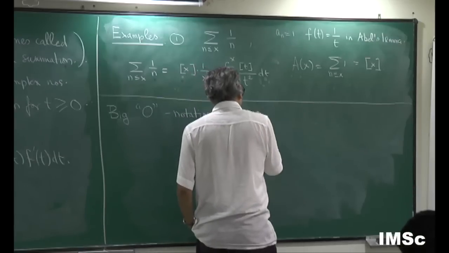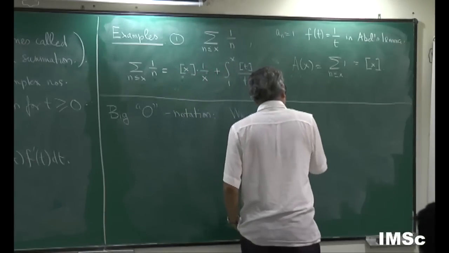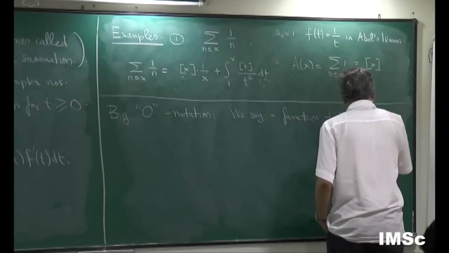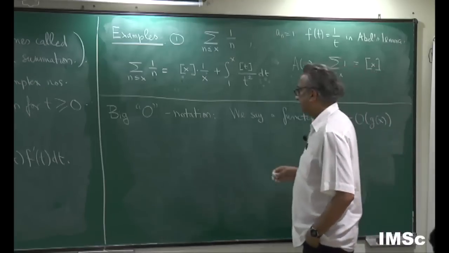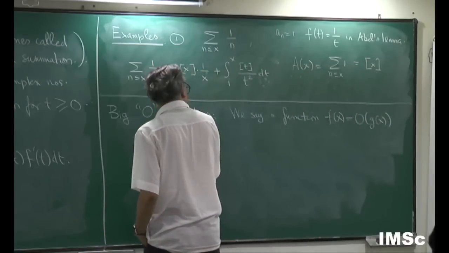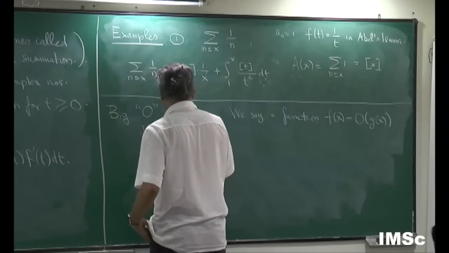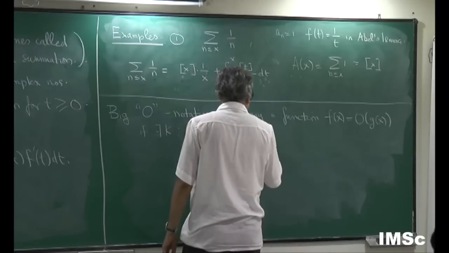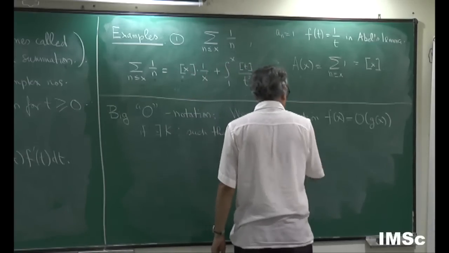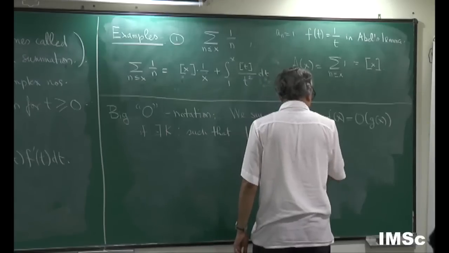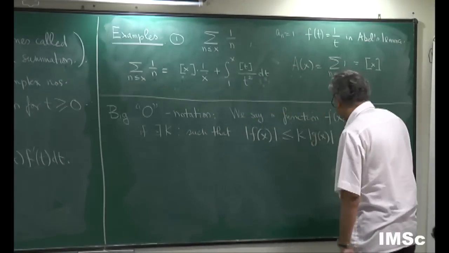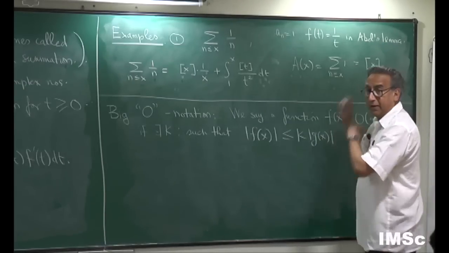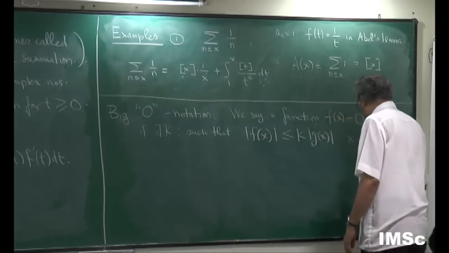We say a function f of x is big O of g of x if there exists a constant kappa such that f of x is bounded by k times g of x. Usually g of x is positive anyway, but we'll keep it like this, for all x, as x tends to infinity, for all x sufficiently large, or for all x.